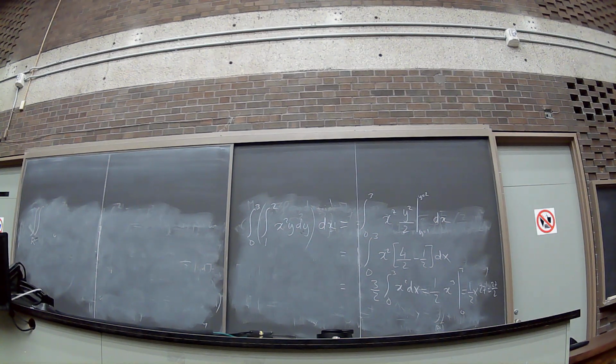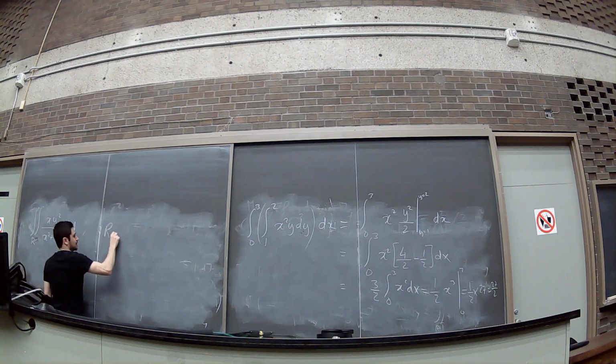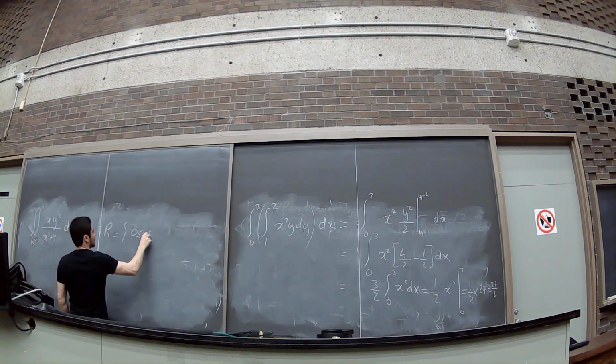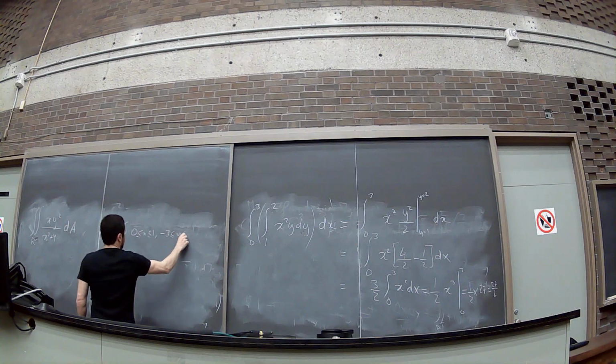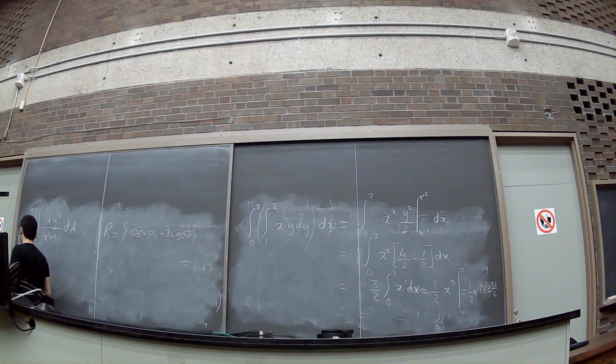Integrate over R of xy squared over x squared plus 1 dA, where R is 0 to 1 for x and minus 3 to 3 for y. Oh man, I'm afraid of this already. Okay, is this a rectangle or not? Is R a rectangle or not? Everybody? Yes.